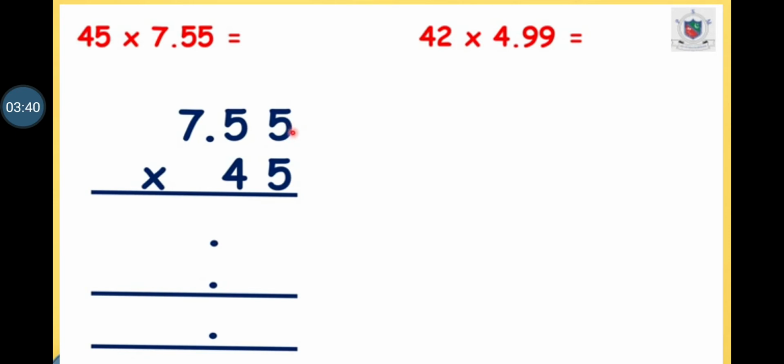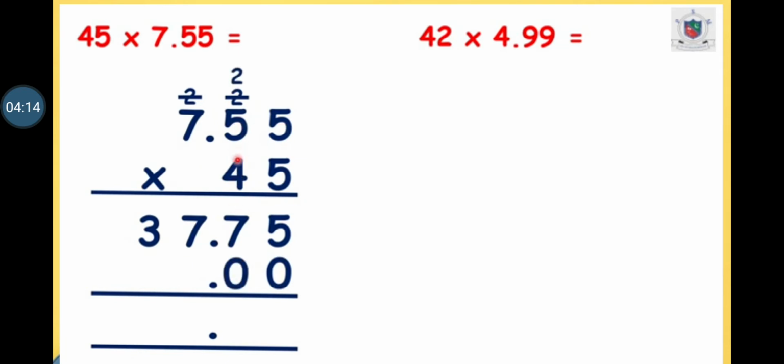As we know, 5 times 5 is 25. 5 will be here and 2 will be carried forward. Again, 5 times 5 is 25 plus 2 is 27. 7 is here, 2 will be carried forward. 5 times 7 is 35 plus 2 is 37. Now we can cut these two carry forwards so that it will not create confusion for us.